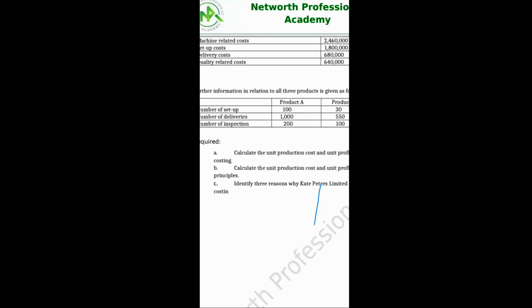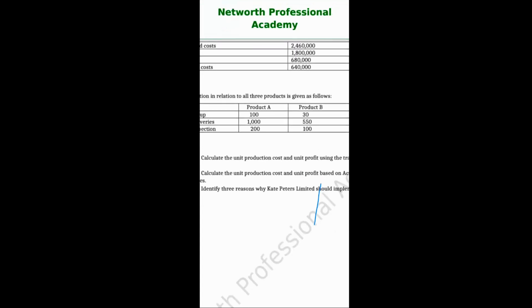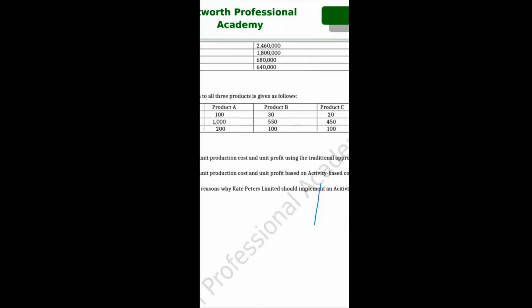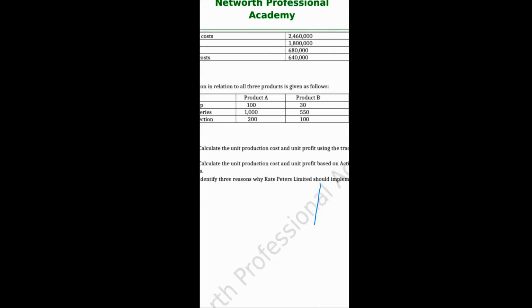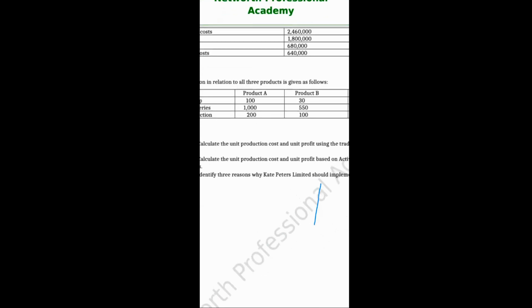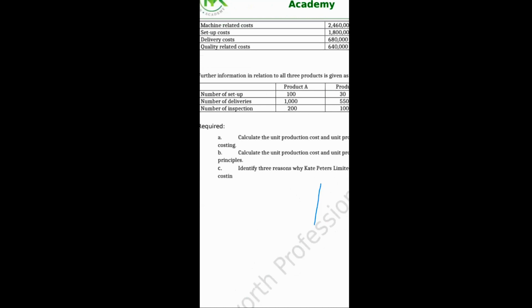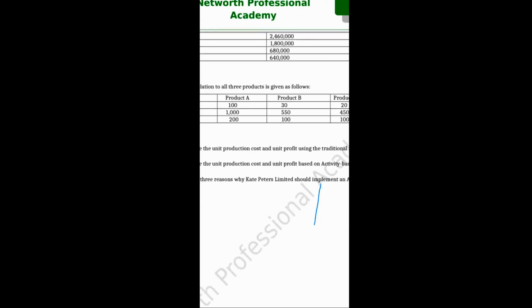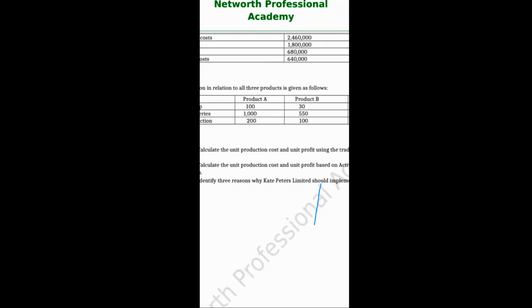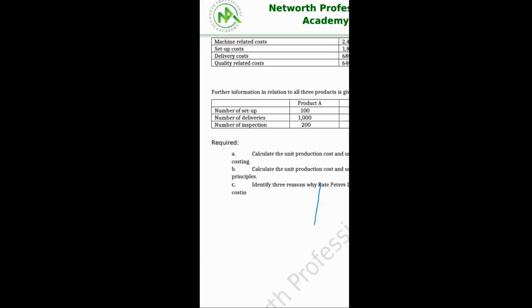A, calculate the unit production cost and unit profit using the traditional approach. B, calculate unit production cost and unit profit based on activity-based costing. C, identify three reasons why Kate Peters Limited implements activity-based costing. All right, guys, let us deal with this together.